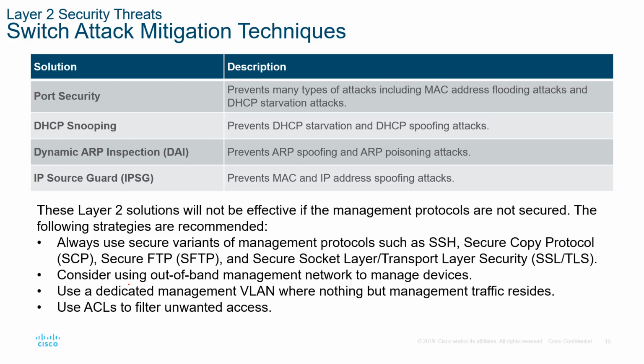DHCP snooping mitigation prevents starvation and spoofing DHCP attacks. We have our dynamic ARP inspection, DAI, and that prevents ARP spoofing and ARP poisoning attacks. Doesn't prevent them, but it lessens them. And then we have our IP source guard that prevents MAC address and IP address spoofing based attacks on our LAN.